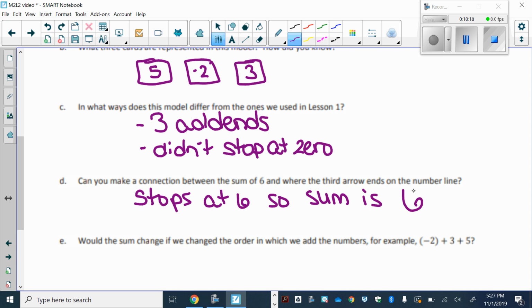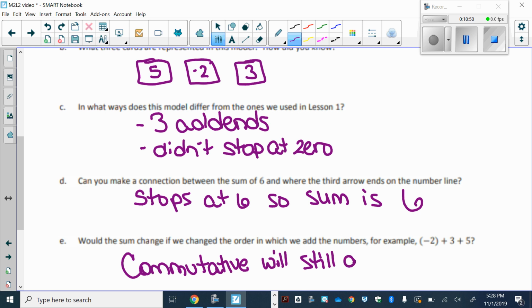Do you think the sum would change if we change the order in which we add the numbers? So up above, it was a 5 plus a negative 2 plus a 3. That's a different order, isn't it? Can the order change in addition? Yes, it can. Commutative property will still give us 6.